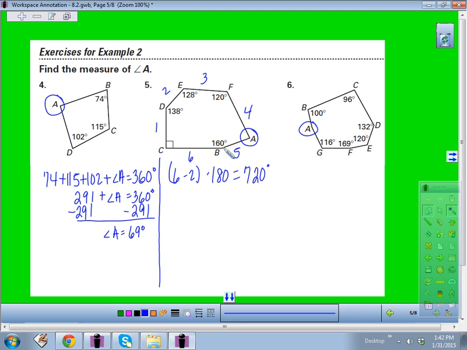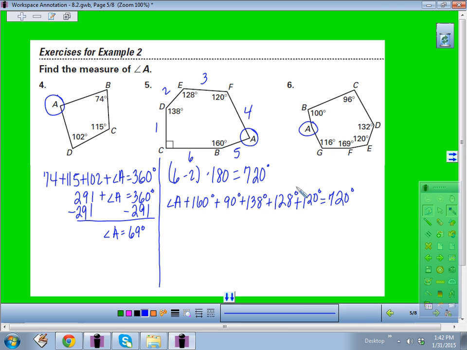So I can start with angle A plus angle B. Angle C is a right angle, 138, 128, plus 120 should equal 720 degrees.